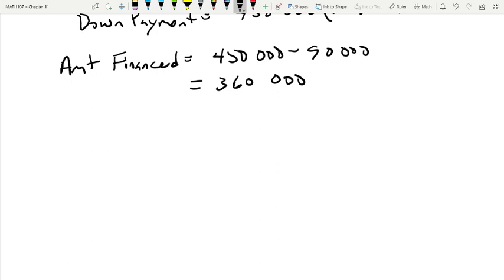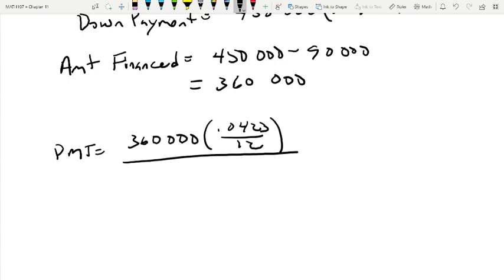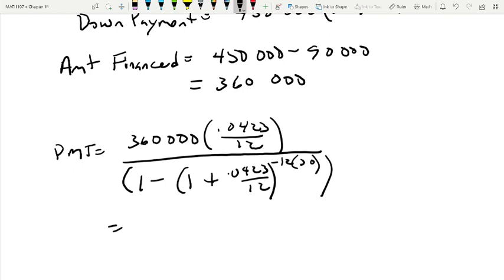Right? So now the question then is, how much are the monthly payments going to be? So the monthly payments then is going to be the 360,000 times 0.0423 over 12 over 1 minus 1 plus 0.0423 over 12 to the negative 12 times 30. And you plug this in, you find out that the monthly payments will be 1766.77 for this.